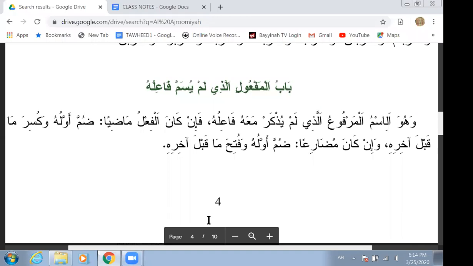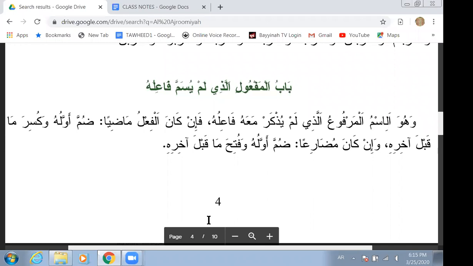فإن كان الفعل ماضيا ضم أوله. And as for the fi'l madi, the verb in the past tense, the dhamma awwalahu, the dhamma is there on the first letter. وَكُسِرَ مَا قَبْلَ آخِرِهِ. And there is a kasra. Where is the kasra? The kasra is on the second last letter. مَا قَبْلَ آخِرِهِ, the one before the last letter. So the second last letter has a kasra and the first letter has a dhamma.